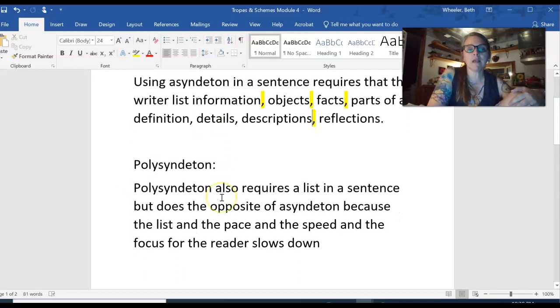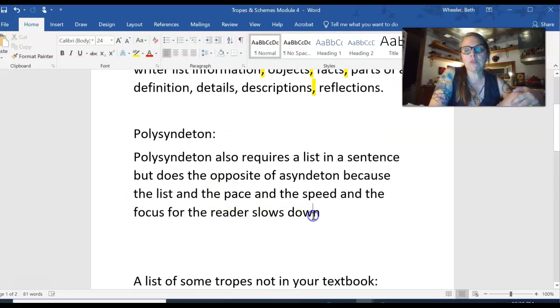So polysyndeton is the opposite. It's going to slow down the sentence, and that's because instead of the commas, we are using and only. So you see I'm highlighting the and so you can see where the list in the sentence is. Then I'll read the sentence. But in this case, you're not using the commas.